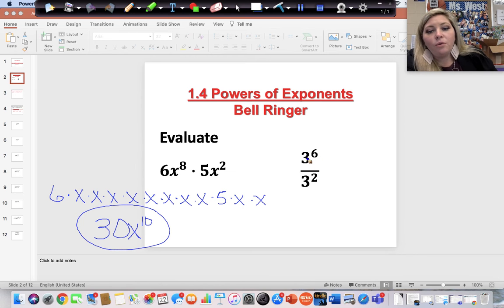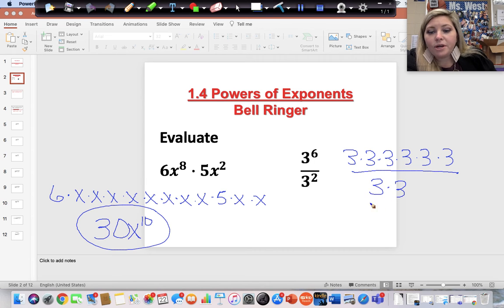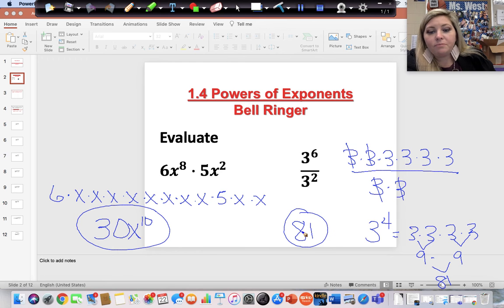Over here, we've got 3 to the 6th power. So 3 times 3 times 3 times 3 times 3 times 3, 1, 2, 3, 4, 5, 6. And then that is being divided by 3 times 3. Remember, if we've got 3 divided by 3, that becomes 1, so we can cancel those. And 3 divided by 3 becomes 1. So really this is 3 to the 4th power, or 3 times 3 times 3 times 3. 3 times 3 is 9, 3 times 3 is 9, and then 9 times 9 is 81. So the answer to this one is 81.